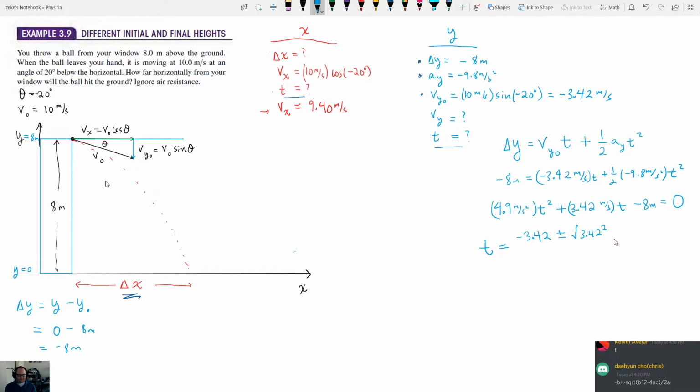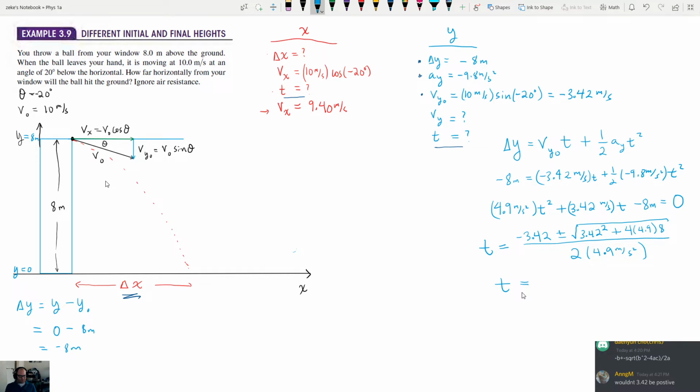It's minus 4ac, right? So 4ac is actually going to end up being positive because there's a negative sign there and a positive sign here. So it's going to be 4 times 4.9 times 8. And all of that is divided by 2 times a, which is 4.9. And we'll get two answers here. We'll have to decide which one we want to use. Usually when you do this, one is positive and one is negative.